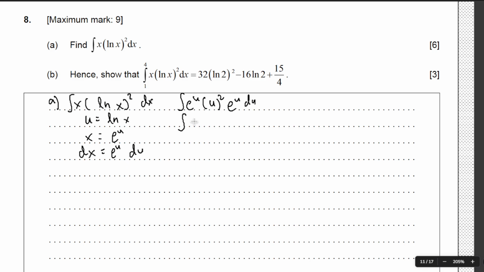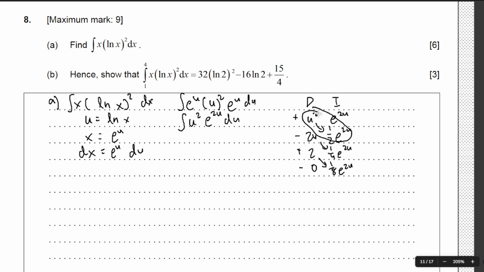And here we get u squared times e power 2u du, and here we can start our integration by parts. If you don't know how to do this, I can leave a link in the description, which goes more in detail on how you actually do this. So for this, it would be u squared, and this one would be e power 2u. Differentiating this repeatedly, it equals 2u, 2, and 0. And here it is e power 2u, 1 over 2 e power 2u, 1 over 4 e power 2u, and 1 over 8 e power 2u. And we look at our diagonals here.